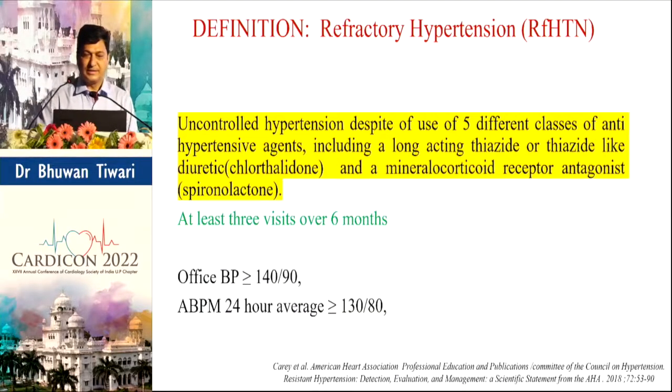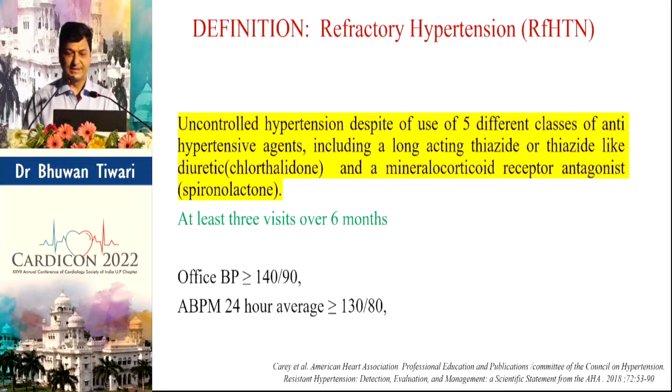So it is defined as uncontrolled hypertension despite use of 5 different classes of antihypertensive agents, including a long-acting thiazide or a thiazide-like diuretic and a mineralocorticoid receptor antagonist, spironolactone. Usually some studies have said the timeline for this definition is at least a trial of 6 months, over 3 visits over a period of 6 months, to define this term.